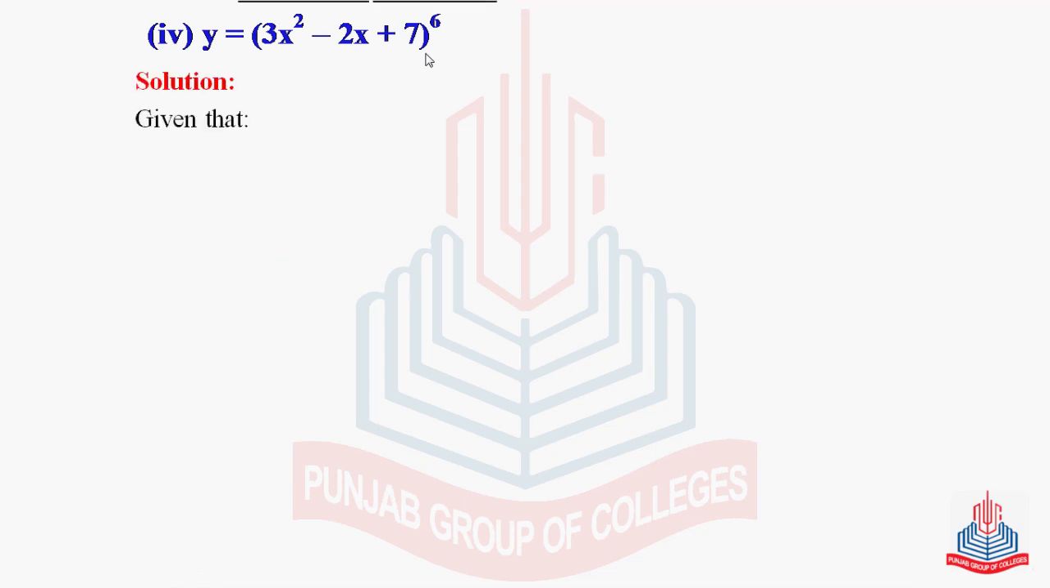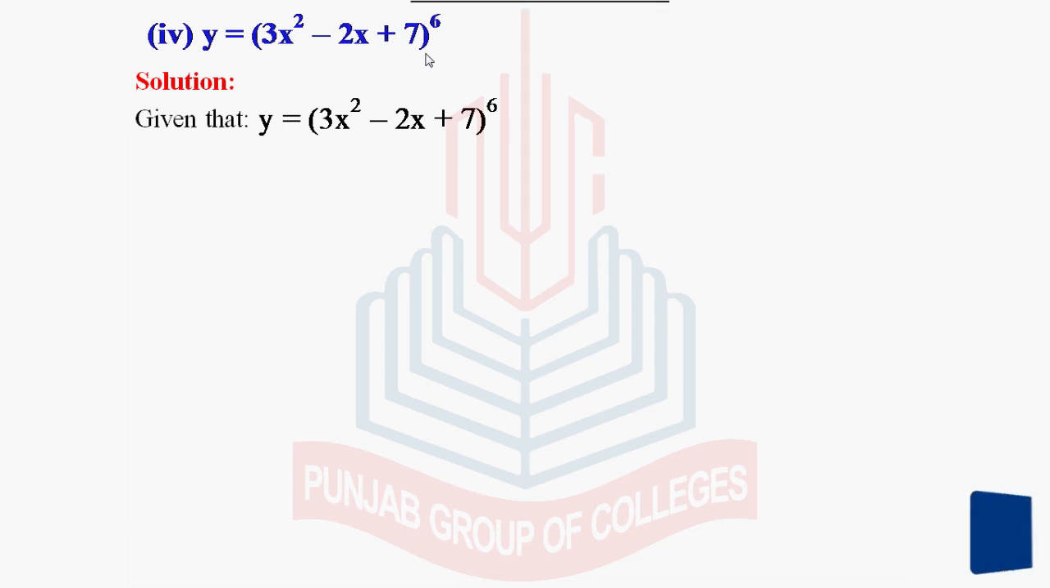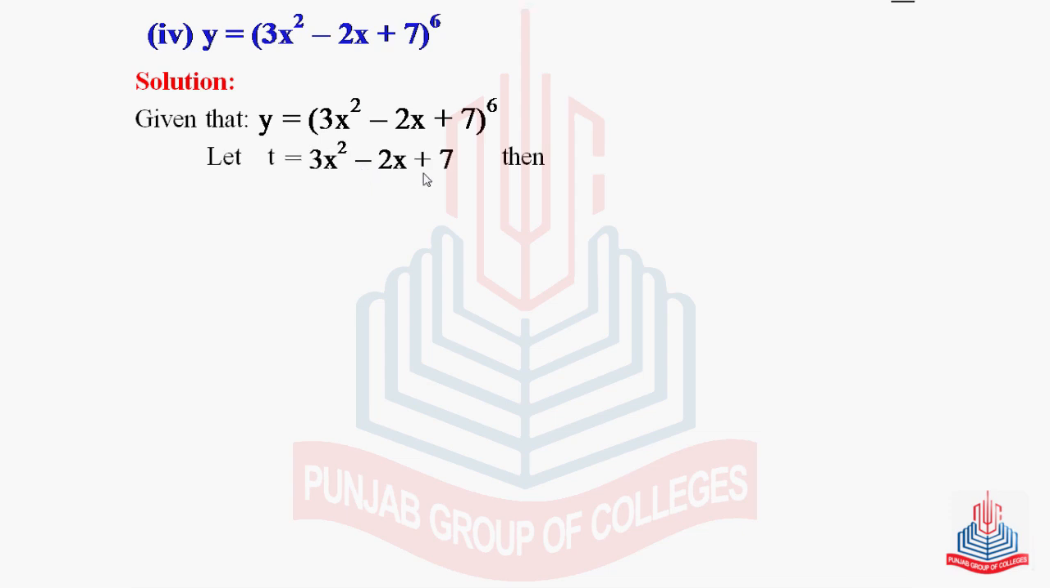Solution: given that y is equal to 3x² − 2x + 7, again using the same substitution technique, we substitute this inner function in the form of t. So let t be equal to 3x² − 2x + 7. Then y is equal to t raised to the power 6, as we substituted this whole function in the form of t.